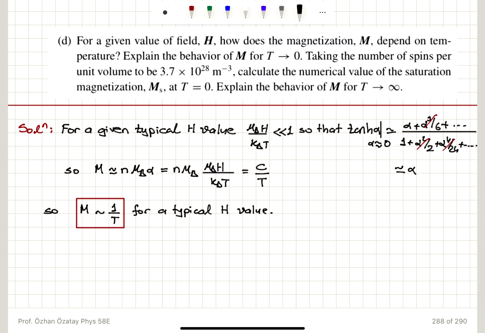Now what happens as T goes to 0? Let's see, limit as T goes to 0, that means alpha is going to infinity. We have tanh of μ_B H over kT.